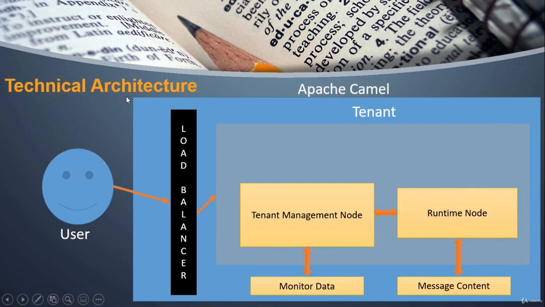Now what exactly is the technical architecture? Let's say this is the entire Apache Camel, the blue line. Within the Apache Camel we have this tenant. Now when a user tries to log on, there will be a load balancer. The load balancer will see what the load of the system is, and accordingly it will identify a tenant. There will be a tenant management node as well as a runtime node. So it will identify a tenant which has the runtime capacity to handle that particular request.